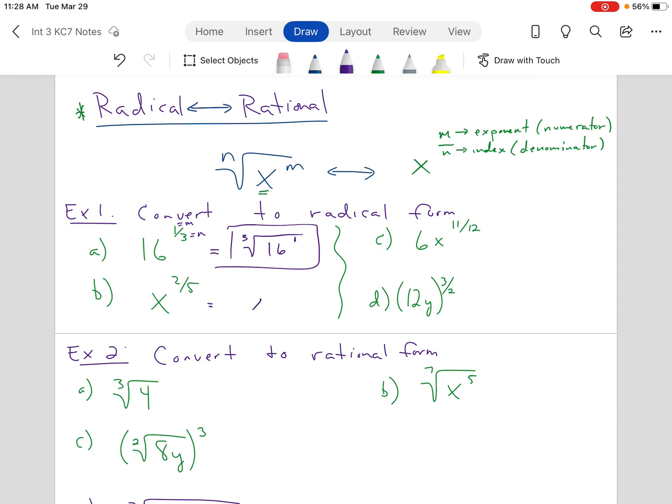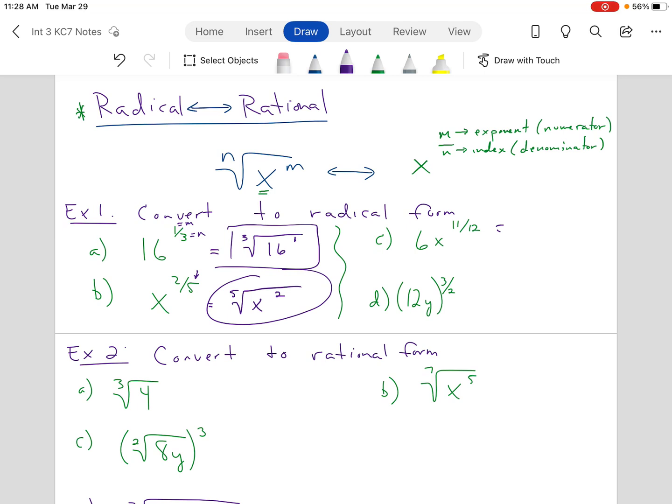Let's go ahead and try B. So I have x, my root, and my index would be 5. And then my 2 would be my exponent, which is my final answer. That's it.